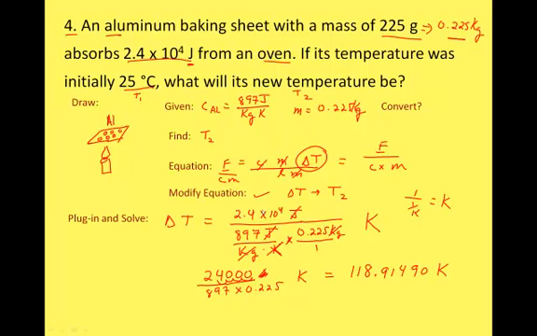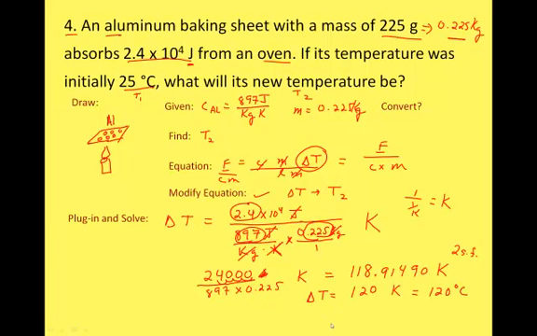Okay, but let's go back. How many sig figs do we have? We've got 2 sig figs, 2.4, 3 sig figs, 0.225, 3 sig figs, 897. Therefore, we're only allowed 2 sig figs in our answer. So let's round this off. It equals 120 K, which is the same as 120 degrees C as far as change in temperature. Remember, this is change in temperature.